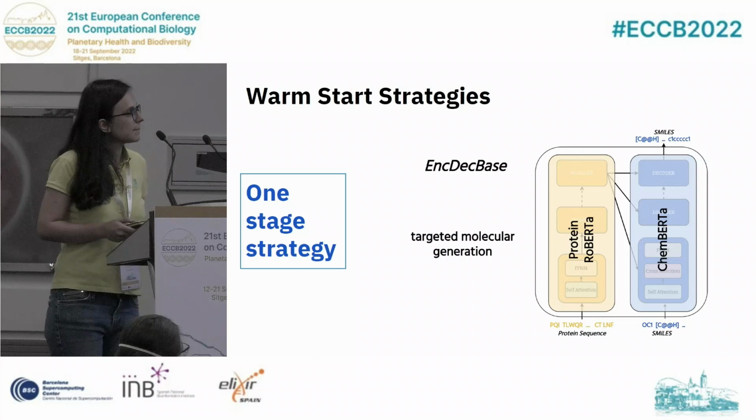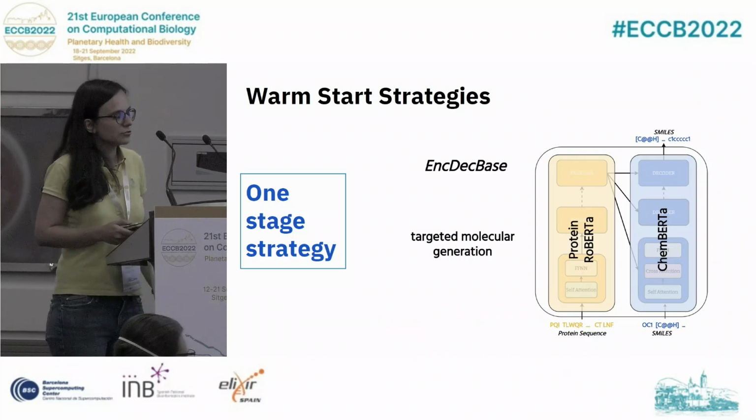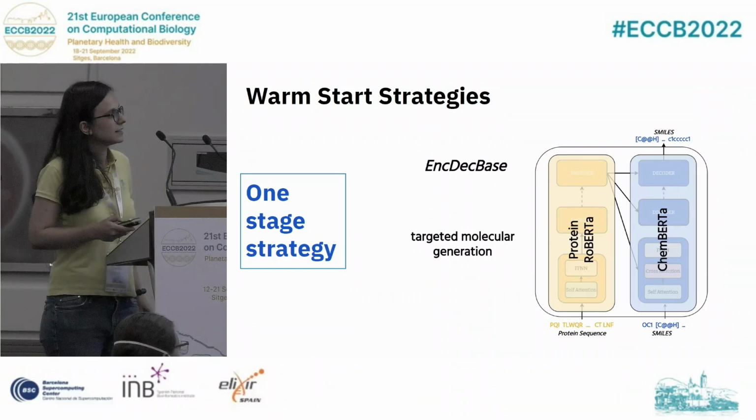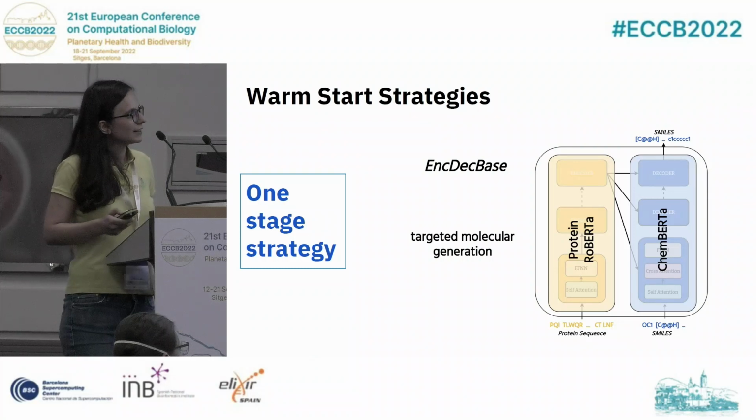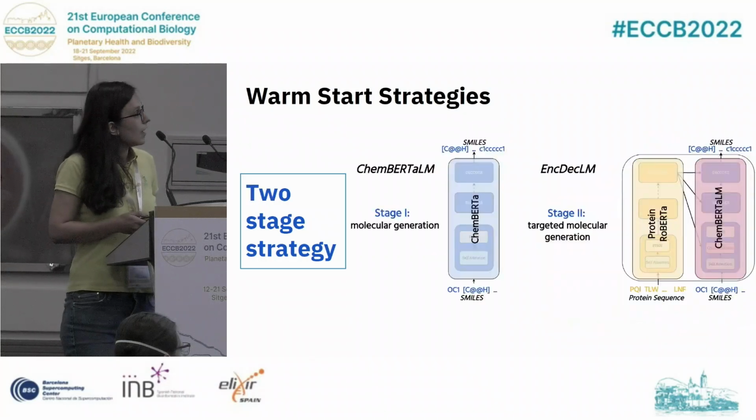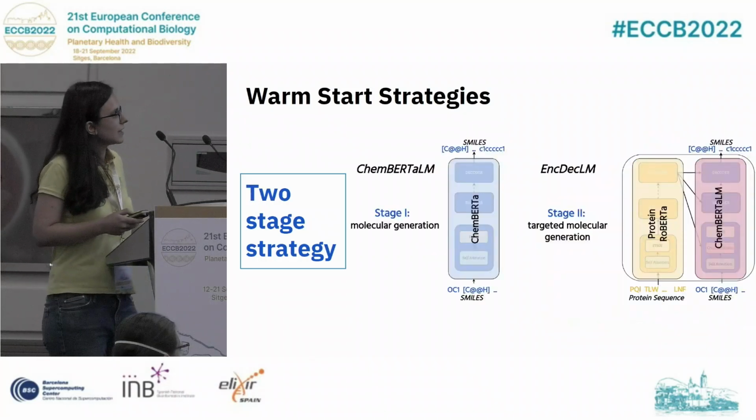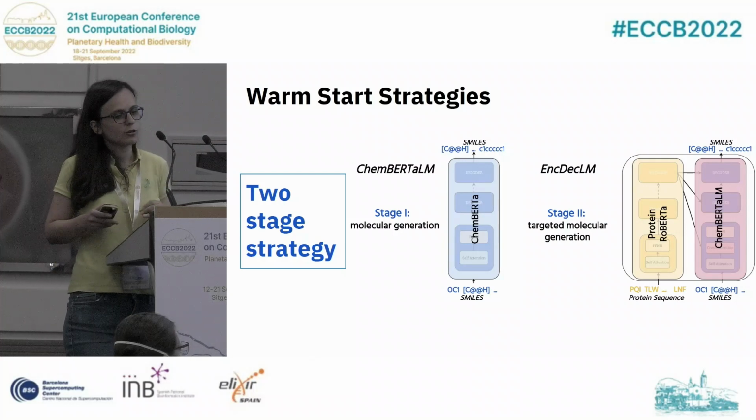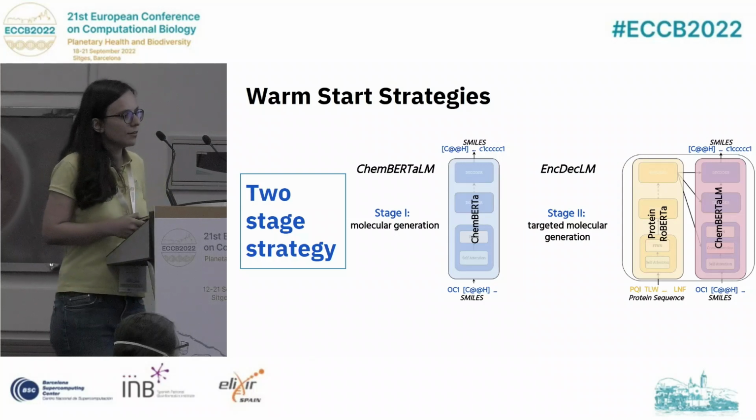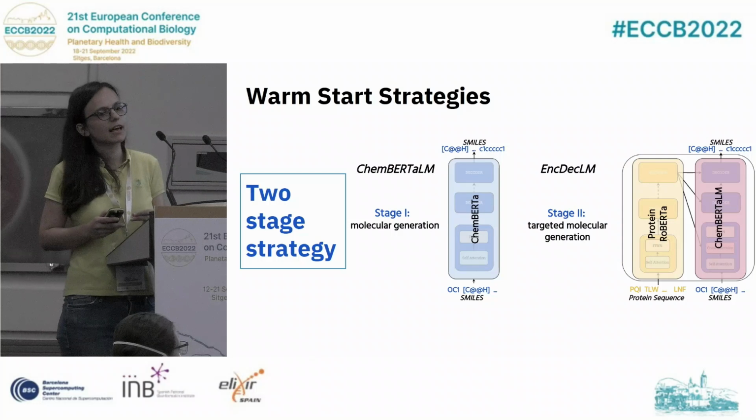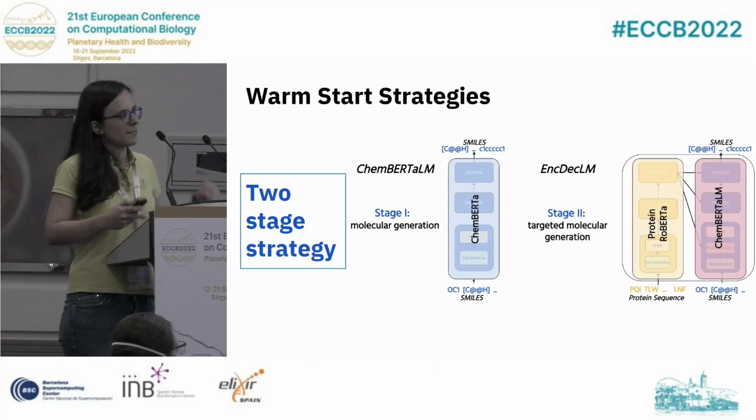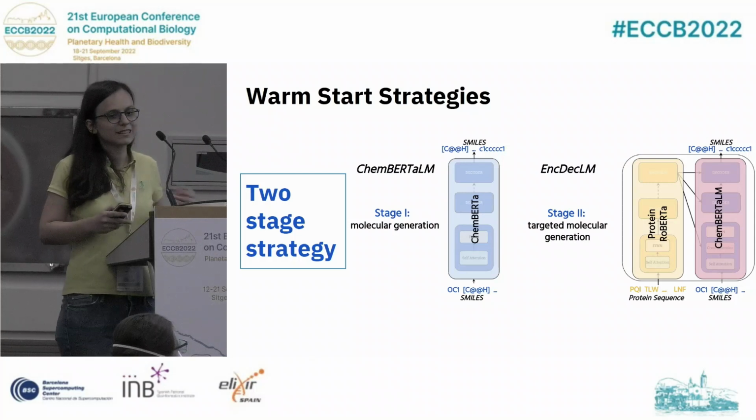In the one-stage strategy, we use ProteinRoBERTa weights to initialize the encoder of the targeted molecular generation model, and similarly, the decoder of our model is initialized with ChemBERTa weights directly. However, as I mentioned a couple of seconds ago, ChemBERTa is a masked language model and focuses on both left and right context. However, the molecule generation task requires a causal language model, where the aim is to predict the next word rather than a masked token, and should only focus on the left context.